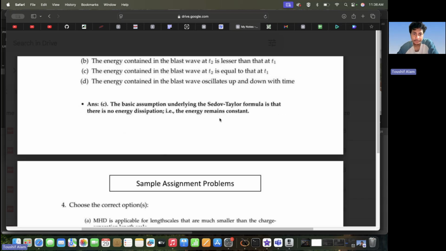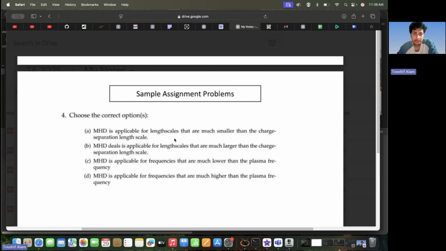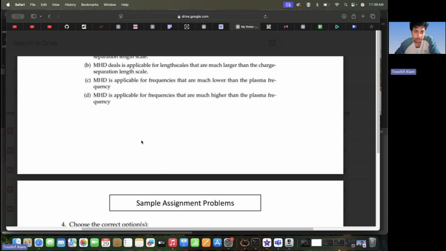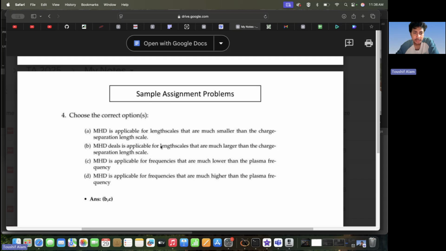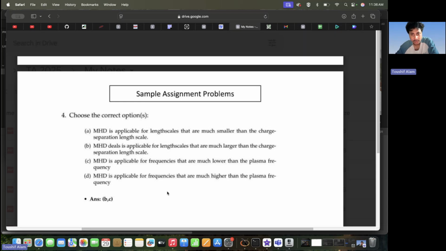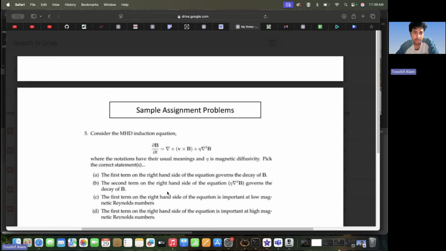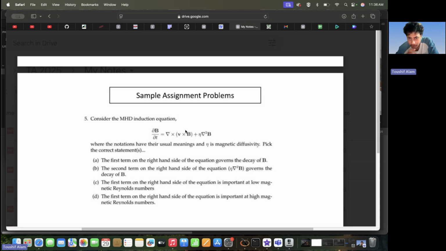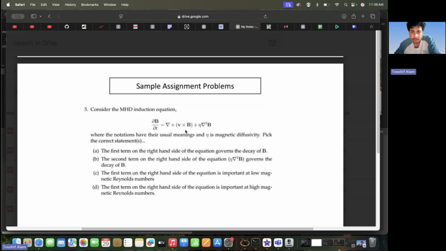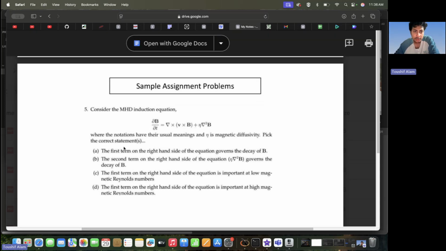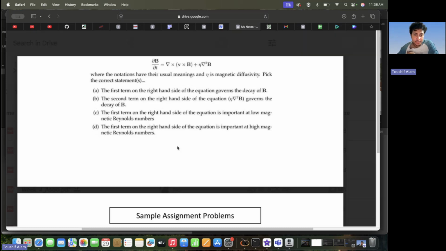So option C. MHD is applicable for length scales that are much larger than the charge separation length scale, and is applicable for frequencies that are much lower than the plasma frequency. That's correct. The magnetic induction equation is del B by del t equals curl of v cross B plus eta del squared B. The notations have their usual meanings and eta is the magnetic diffusivity.